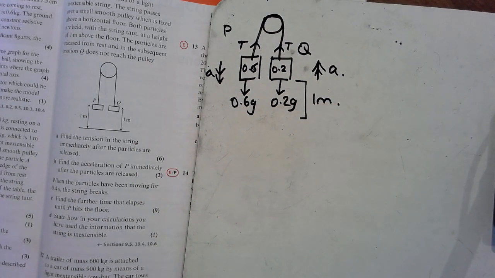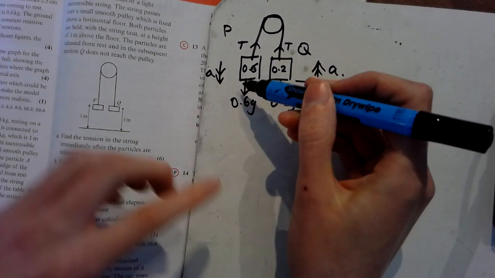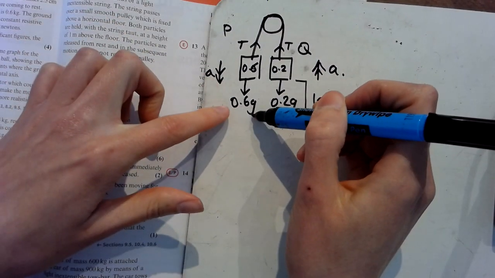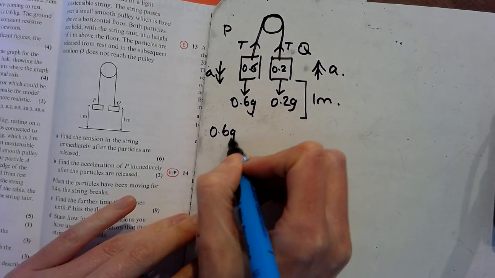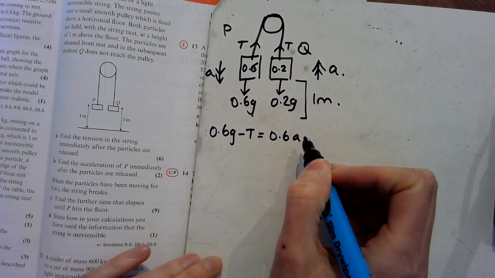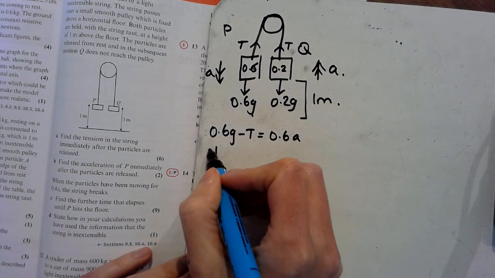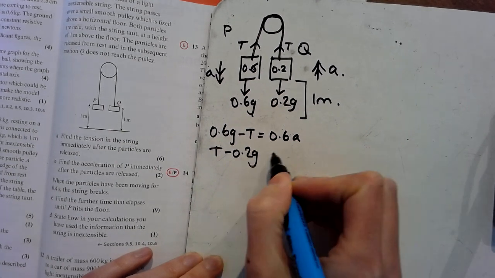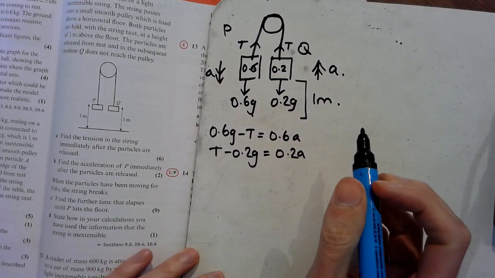So I'm going to do F equals ma for both of these, and then we'll do some simultaneous equations. So for P, as it's going this way, this will be the positive force, and this will be the negative force. So I have 0.6g minus T equals 0.6a. Now for this one, it's going that way, so these things are positive, so I've got T minus 0.2g equals 0.2a. And we're going to do simultaneous equations with that.